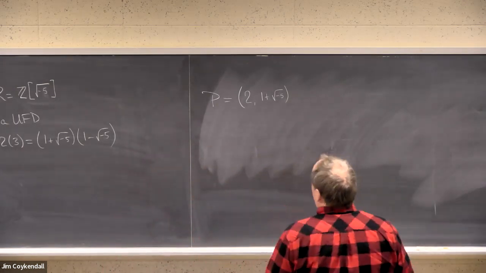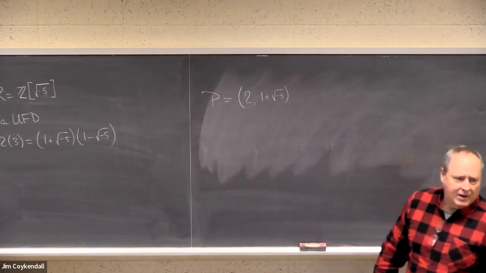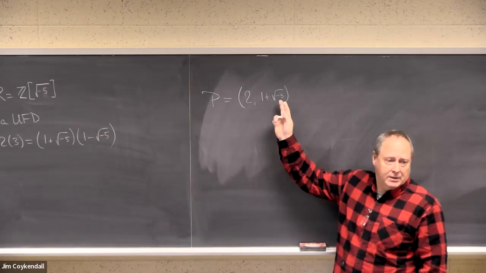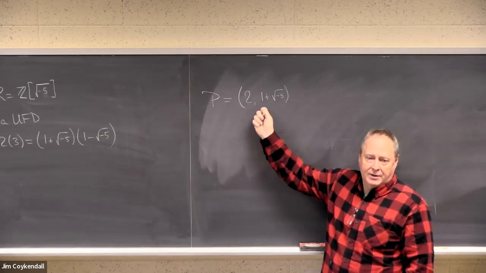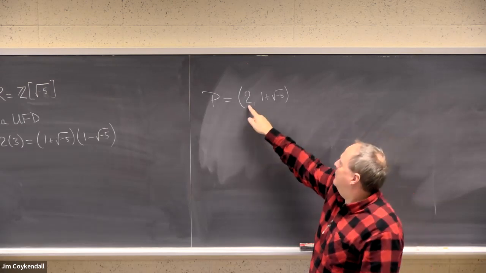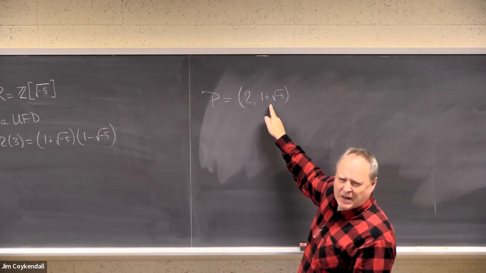Let's look at this ideal here. The ideal generated by 2 and 1 plus radical -5. There might be some details left out, but this is actually a proper ideal and it's not principal, because anything that divides this would have to have a norm dividing... If 4 is in this ideal and 6 is in this ideal, it may not be clear.